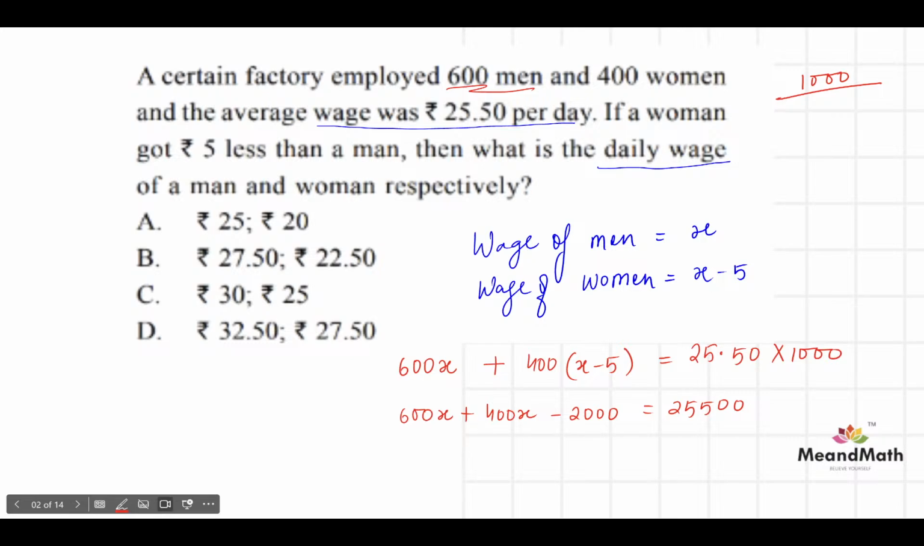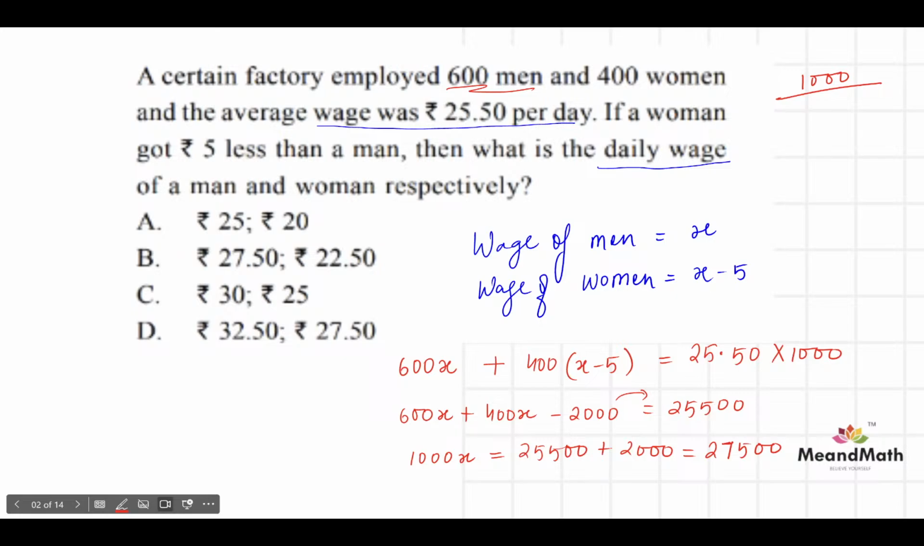Here we would be ending up with 1000x, that is equal to, if we move it there, 25,500 plus 2000. That gives us 27,500. It gives us 27,500, right?